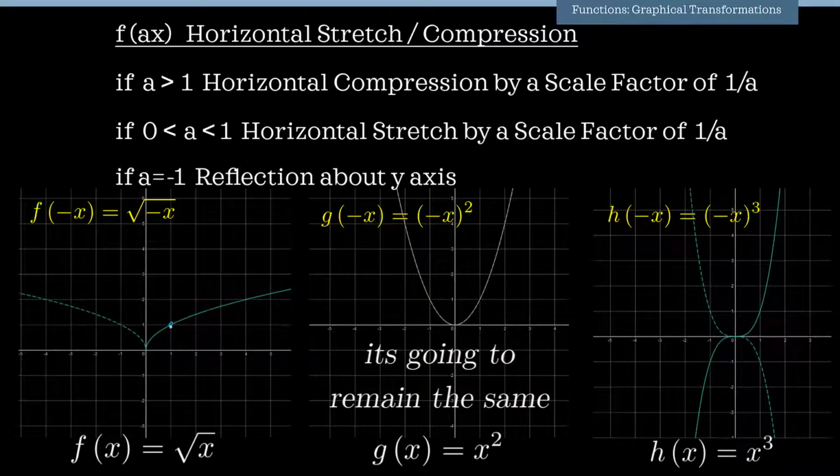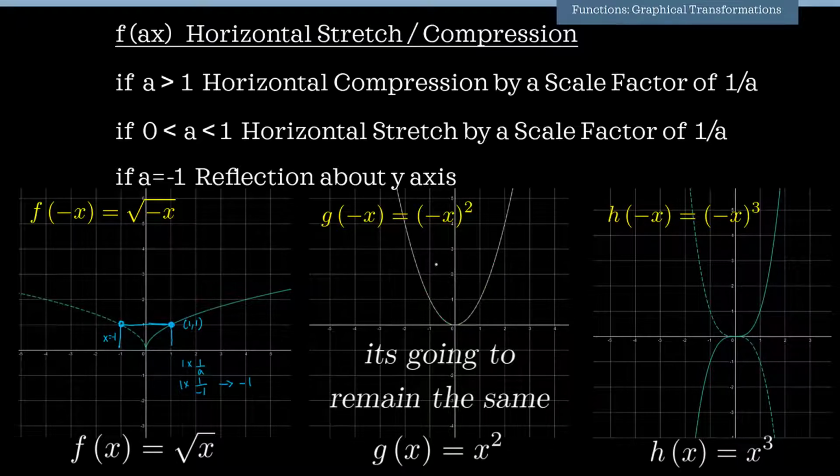On the function f of x, if I take this point over here, we know for this transformation the y coordinate remains the same. So I'm going to multiply the x coordinate by 1 upon a. Since the value of a is -1, I'm multiplying 1 by 1 upon -1, which is going to be -1. So this point is going to move over here when the x coordinate is now -1, but the y coordinate is the same.